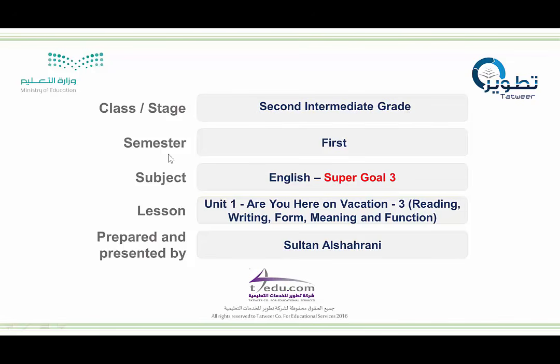For the first semester of this year, our subject, as you know, is the English language from Super Goal 3. From the book Super Goal 3. This is the book of today. Our lesson for today is Unit 1, "Are you here on vacation?" Number 3. This is the third part. Today we have reading, writing, form, meaning, and function. This whole presentation is prepared and will be presented to you by Sultan Shahrani.